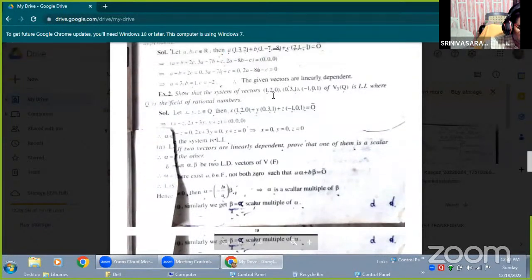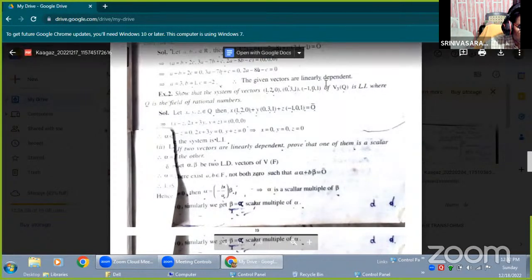Second problem: show that the system of vectors 1, 2, 0; 0, 3, 1; minus 1, 0, 1 are linearly independent. These three are vectors, and the field of the elements is the rational numbers Q. These are three-dimensional vectors: alpha, beta, gamma. Corresponding to the scalars, alpha, beta, gamma, the scalars are x, y, z.